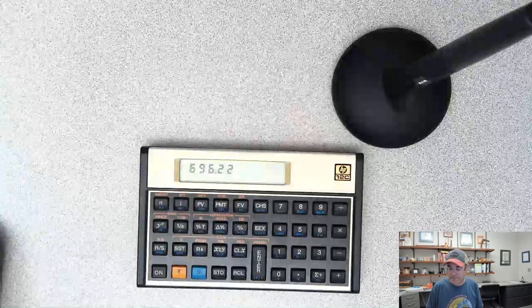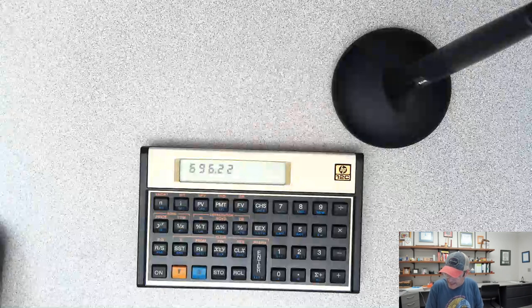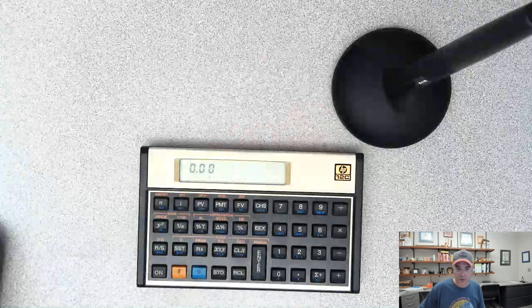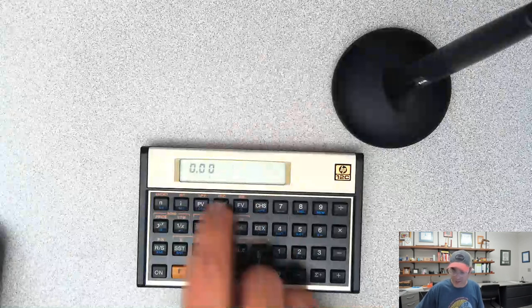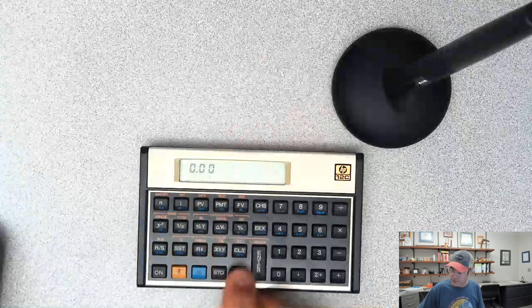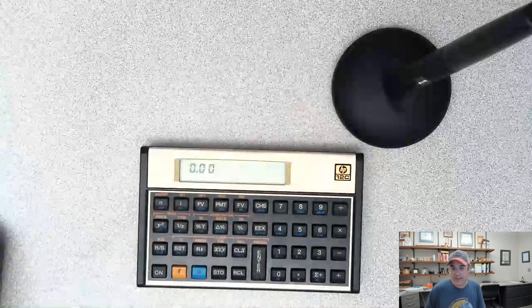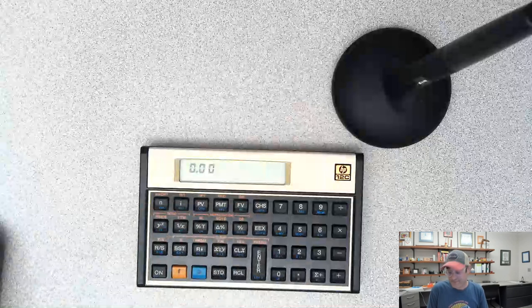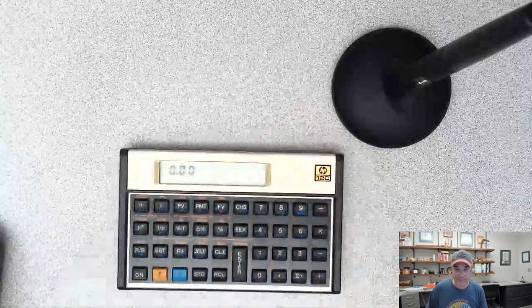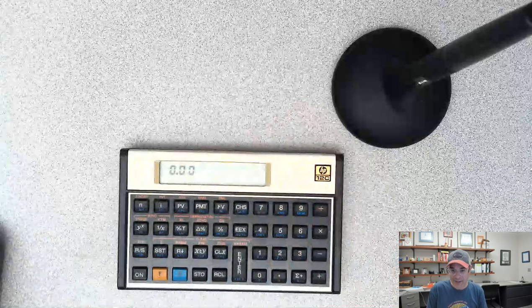So we've got it. What else is there to know about this calculator? I think that's pretty much it. You're going to use the clear function quite a bit. You're going to use the recall function. We've cleared it, so all of these values should be 0 in the different time value of money registers. It's a pretty nice calculator. It's durable. It's trusty. I like it a lot.